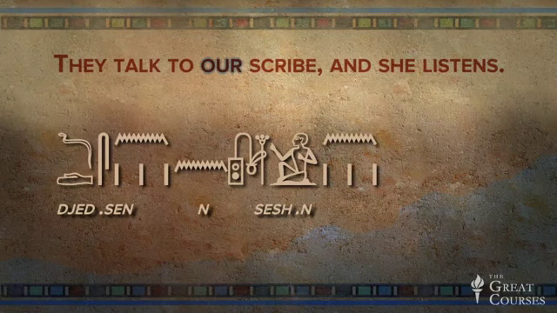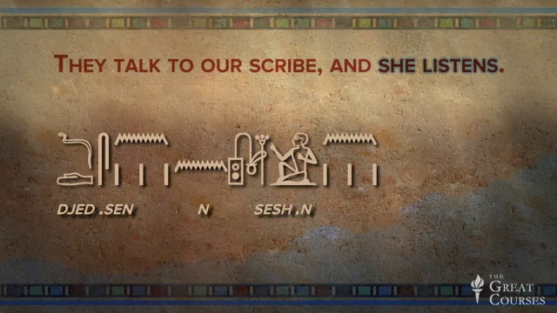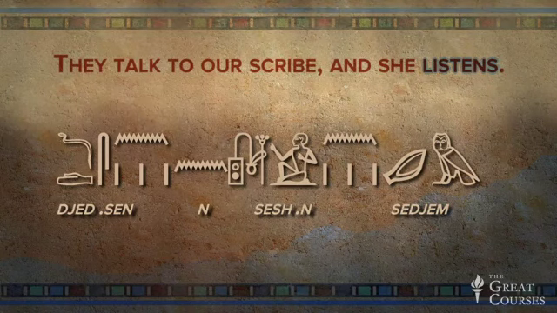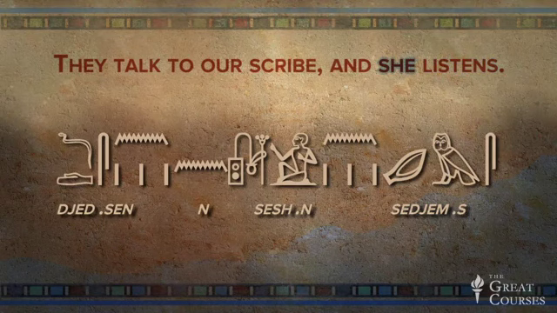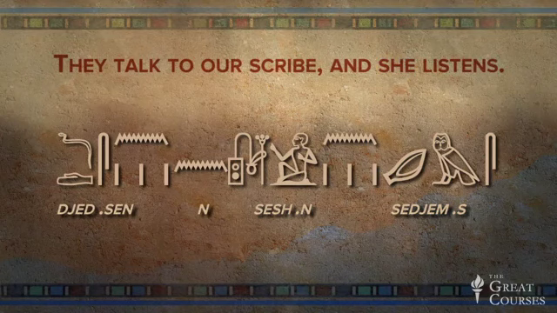Now, all we need is and she listens. The and is understood. No written word for it. So we just need she listens. We can use our old verb, sejum, to hear, same as listens. And by now, you probably remember that she is the folded cloth. So we add that to listen. And it would have sounded something like, dejed sen en sesh en sejumes. And that completes our sentence. They talk to our scribe, and she listens.